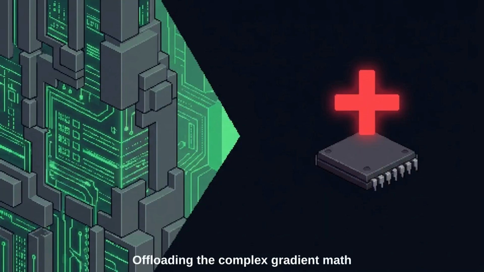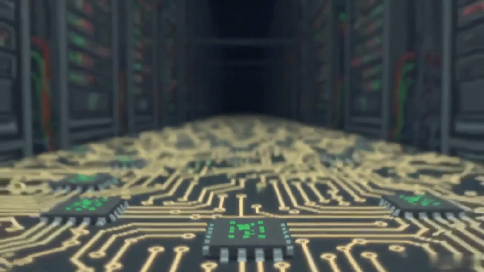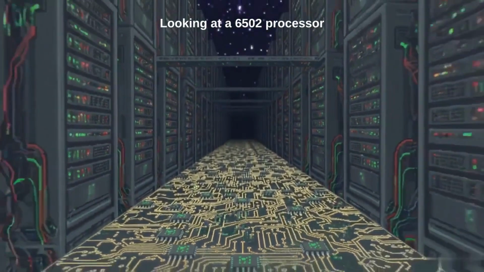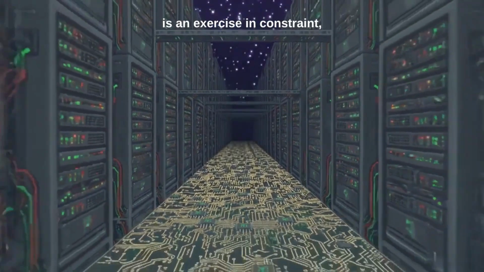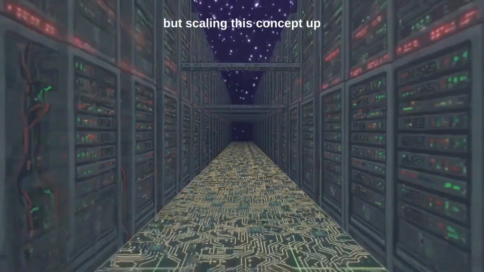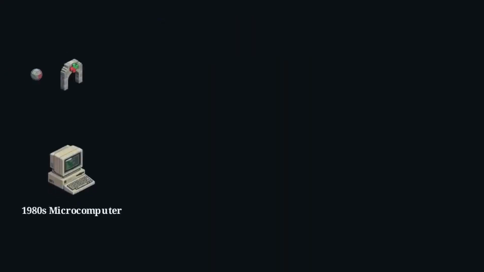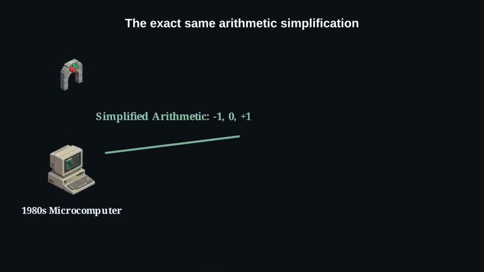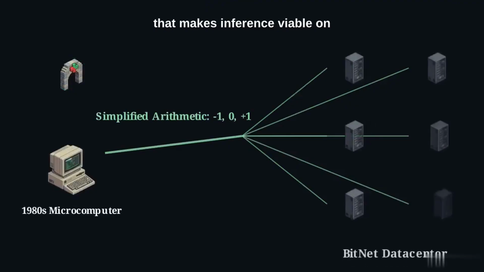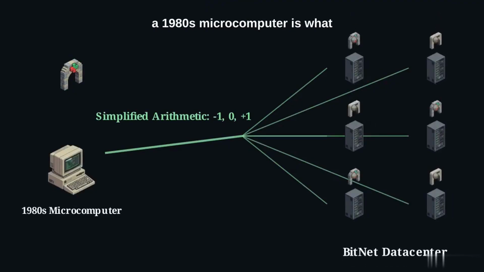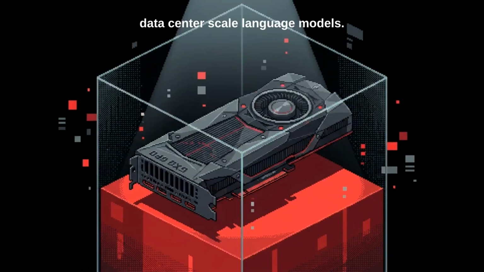Offloading the complex gradient math and scaling discovery to a modern GPU during training means the final deployed inference engine runs on pure dumb addition. Looking at a 6502 processor is an exercise in constraint, but scaling this concept up points directly at the future of modern AI infrastructure. The exact same arithmetic simplification that makes inference viable on a 1980s microcomputer is what the BitNet architecture promises for data center scale language models.